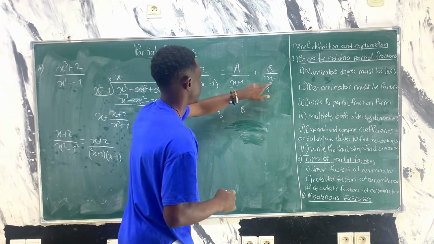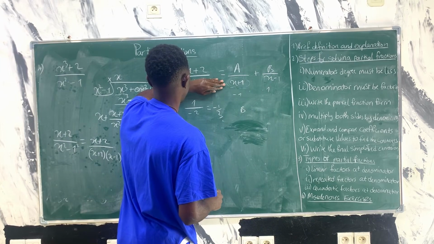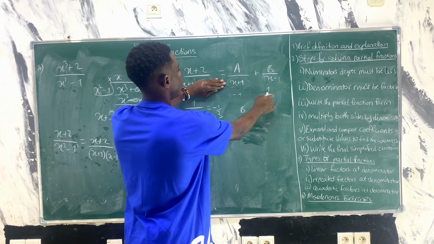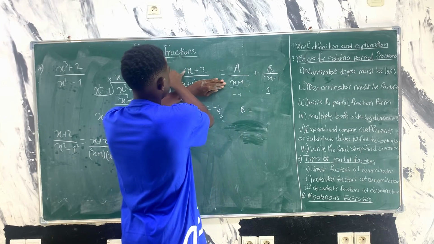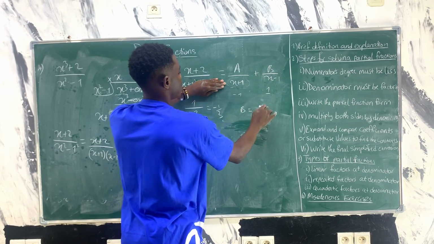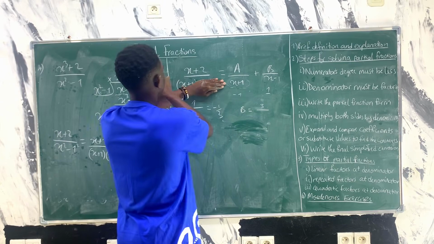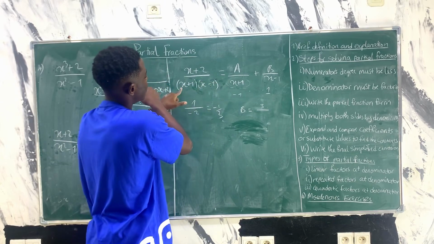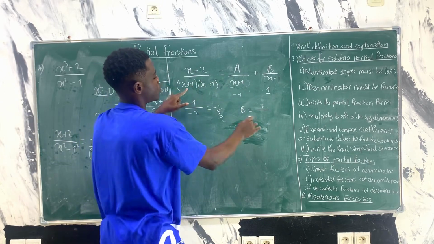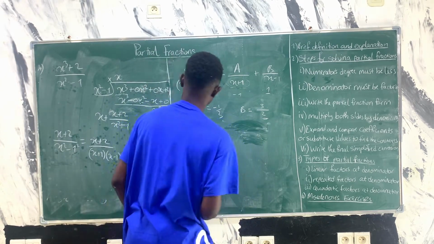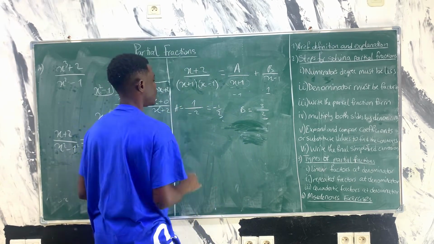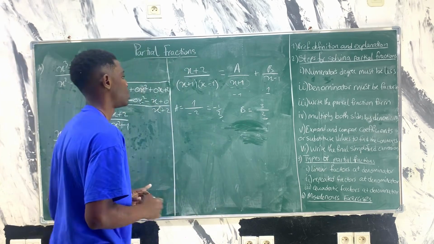So you cover this second one, x minus 1, and you replace your value of 1 in this equation. You have 1 plus 2 is 3, divided by, when you replace your 1 here, 1 plus 1 is 2. So this is your value of a, this is your value of b.